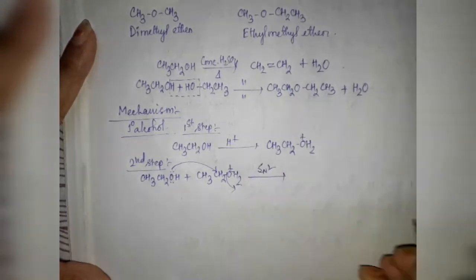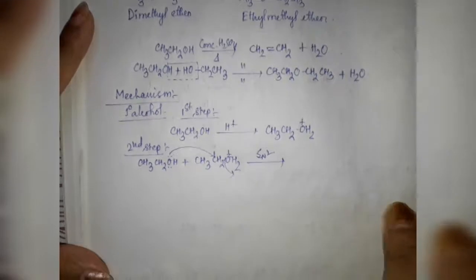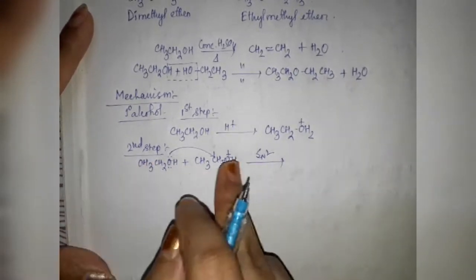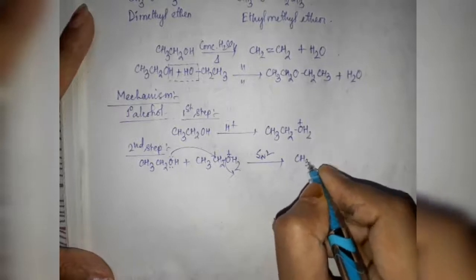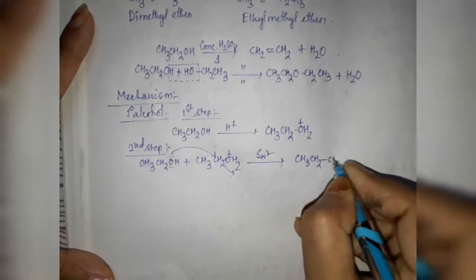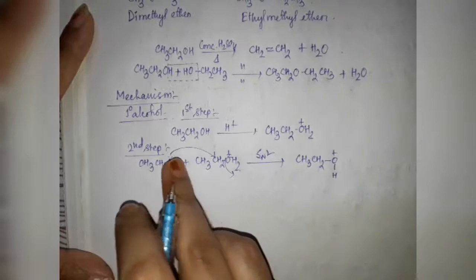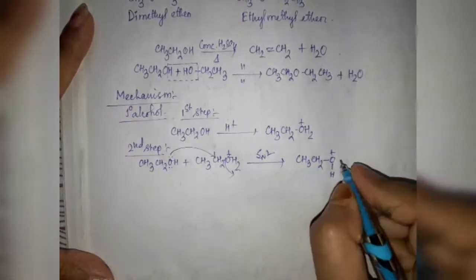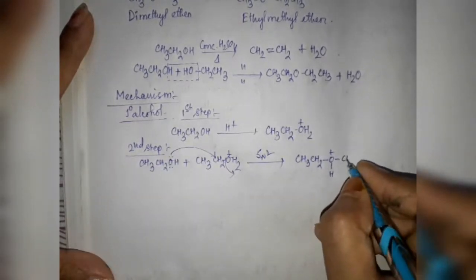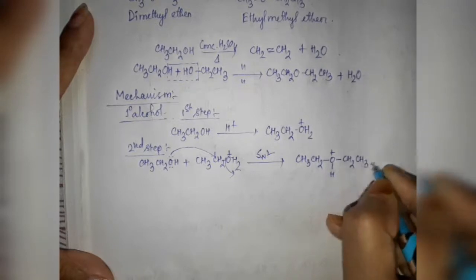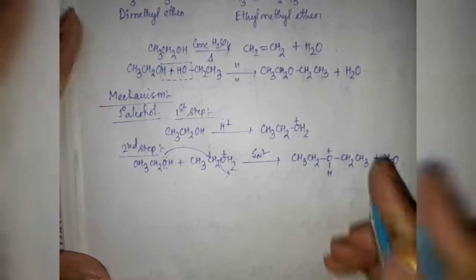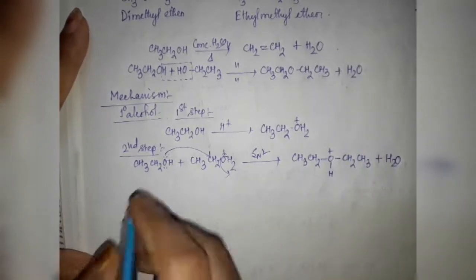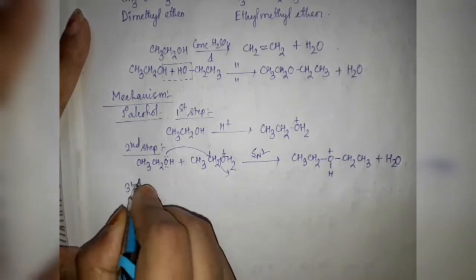Okay, so it follows the SN2 reaction pathway, and we will have our product CH3CH2OH positive, because one lone pair of electrons it has donated, so it has become positive. Then CH2CH3 plus H2O, because OH2 plus was the leaving group. So this is the protonated ether we are having.